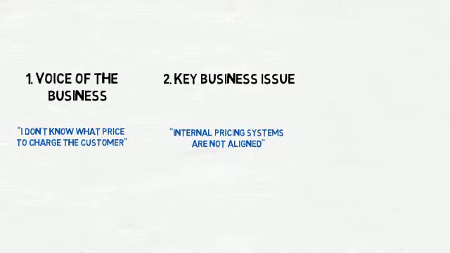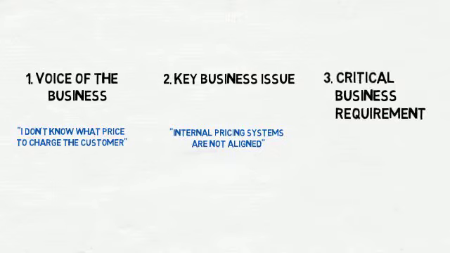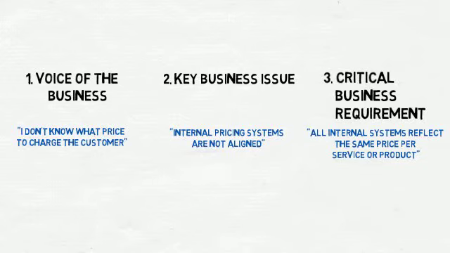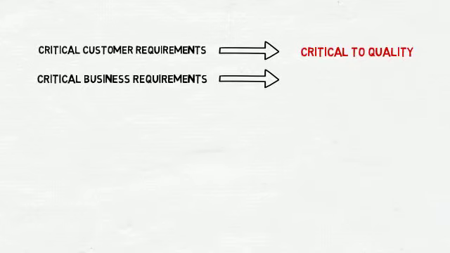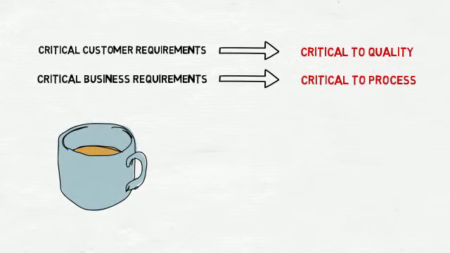Finally, translate the key business issue into a critical business requirement, or CBR, which is the business's value proposition, such as, "All internal systems reflect the same price per service or product." Once critical customer and critical business requirements have been identified, translate these requirements to critical to quality and critical to process measures. For example, let's think about customer expectations for a cup of hot chocolate.